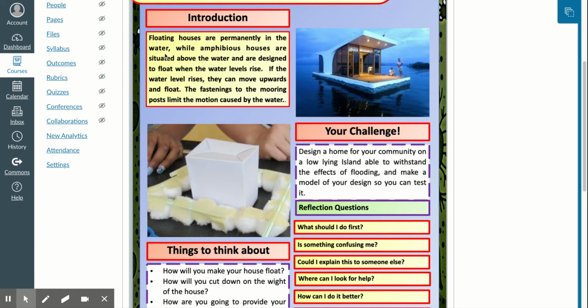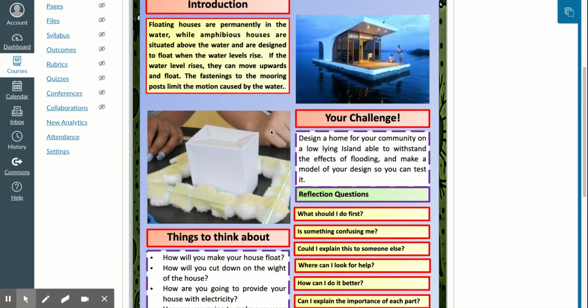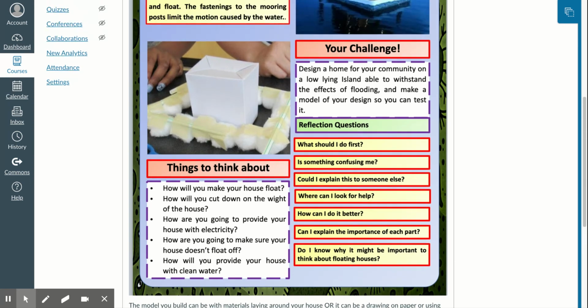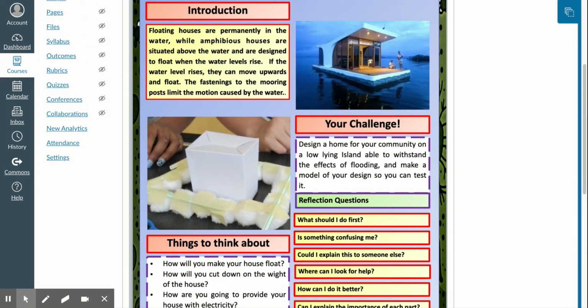Floating houses are permanently in the water, while amphibious houses are situated above the water and are designed to float when the water levels rise. If the water level rises, they can move upwards and float. The fastenings to the mooring posts limit the motion caused by the water. So you're going to design a house that can float.